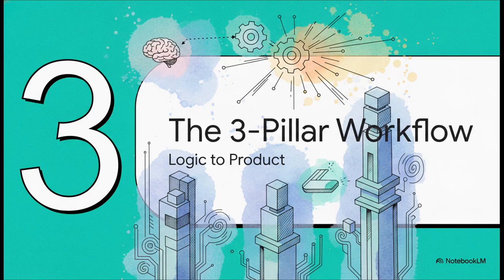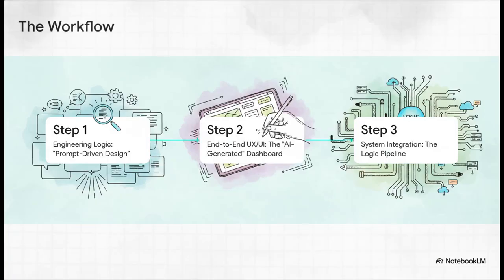Okay, so that's the big idea, the theory. But how does this actually work in the real world? Let's get practical and dive into the three-pillar workflow that turns your logic into a real working product. So, the whole process really boils down to three key steps. First up is engineering the logic using something called prompt-driven design. Then, pillar 2 is creating that end-to-end user experience and interface, the AI-generated dashboard. And finally, you bring it all together with system integration, building the logic pipeline. Let's break down each one of these.